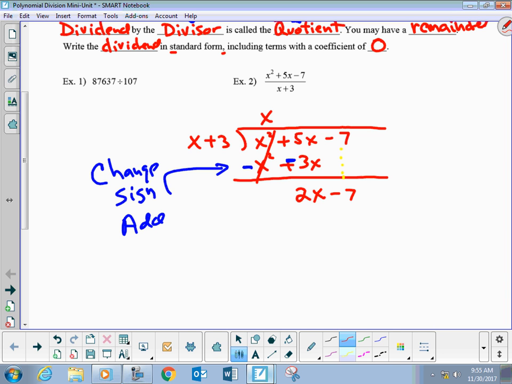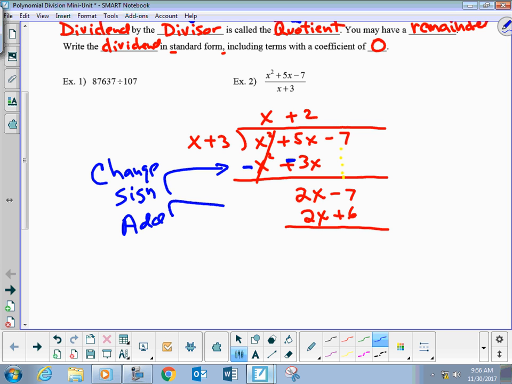And I start the process all over again. What do I multiply this x by to get 2x? And not only 2, also remember you need to think about the sign. So it's going to be a plus 2. So x times x, or 2 times x gives me 2x, and 2 times 3 gives me plus 6.